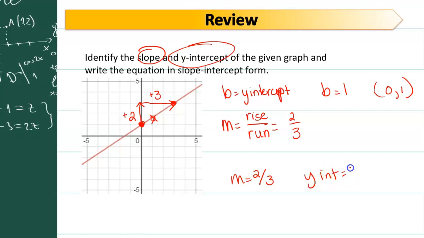If I wanted to write that in slope-intercept form, I would just substitute in. The slope goes in front of the x, the y-intercept goes by itself. Now, the equation that represents that line.